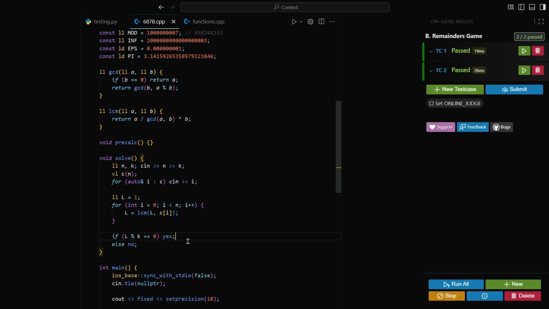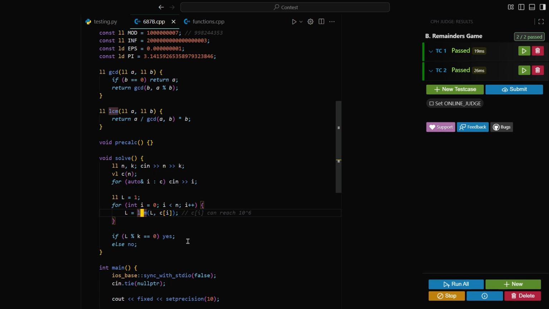Passed. Now, you gotta always check your constraints. So one thing here is that CI can reach 10 to the power of 6. So it can get quite big. And LCM can grow exponentially, so like very fast. Okay, so we have overflow problems here.